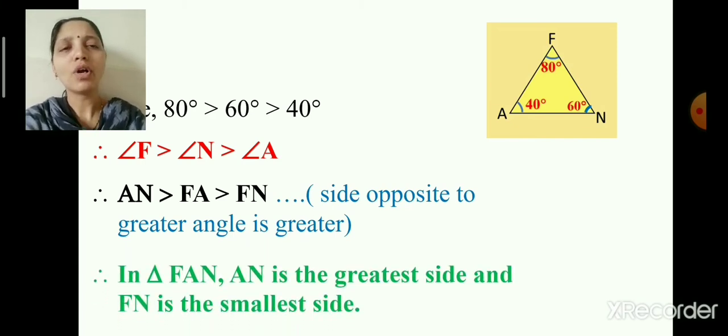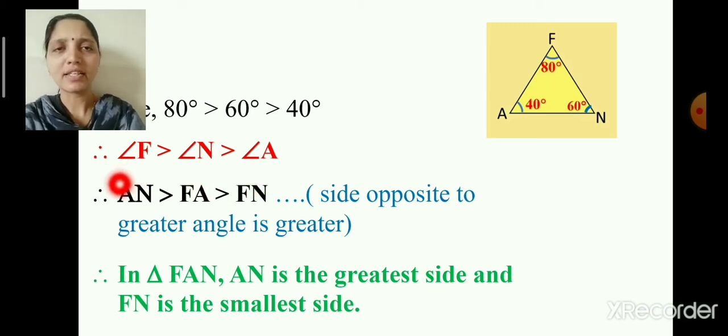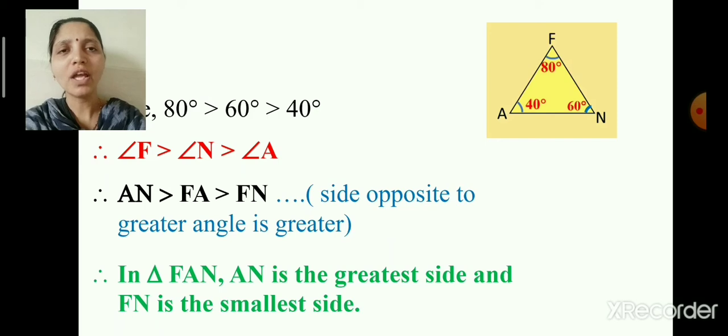Now what will be the smallest and what will be the greatest side here? Yes, side AN will be the greatest side and side FN will be the smallest side. Therefore, in triangle FAN, AN is the greatest side and FN is the smallest side. This will be your final answer. So I hope you all are understanding this. All are very simple sums. Only you should remember the statements we have learned in the beginning of this session.